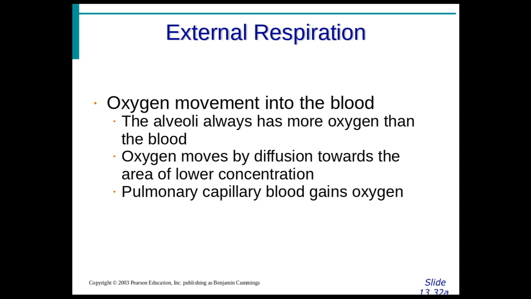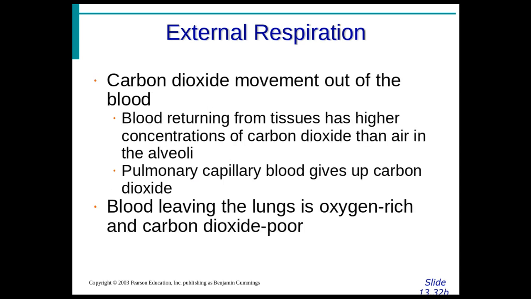External respiration is oxygen movement into the blood. So this is the next category. After you get air into the lungs, now we're going to get it into the blood. Alveolar air always has more oxygen than the blood has. Oxygen moves by diffusion past the air-blood barrier towards the area of lower concentration. The pulmonary capillary gains that oxygen and takes it throughout the rest of the body. Carbon dioxide is then picked up and moved out of the blood.